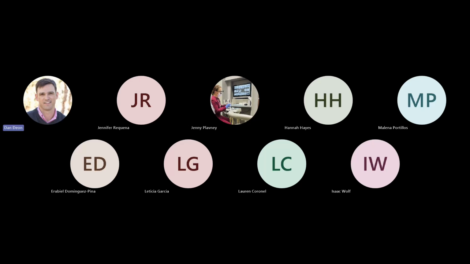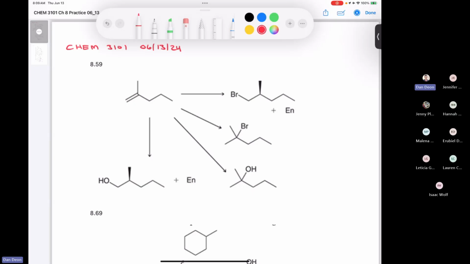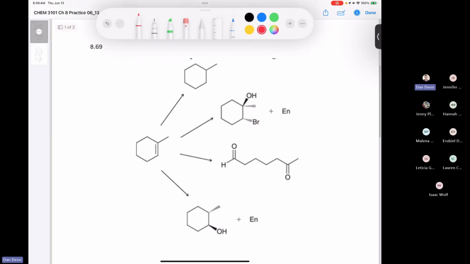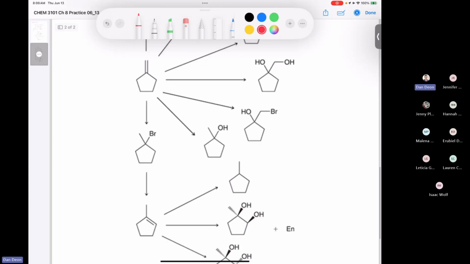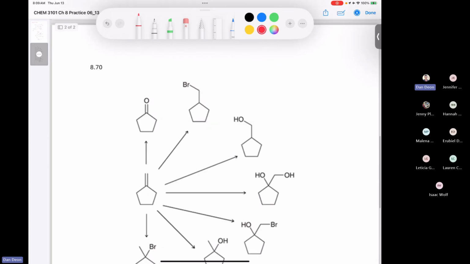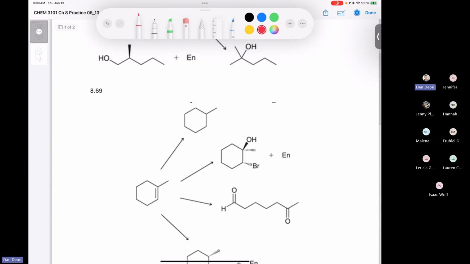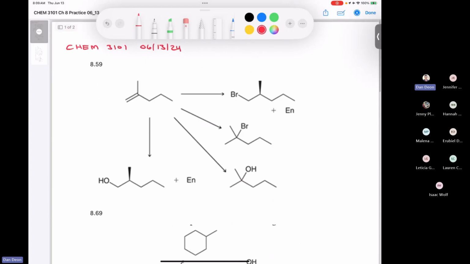All right, Chemistry 3101. We said we were going to start off with some practice today. So we're going to start out by taking a look at question 8.59, 8.69, and then there's a big one here, which is 8.70. And these questions are a great way to really just kind of practice all the different reactions that we've looked at in the class.